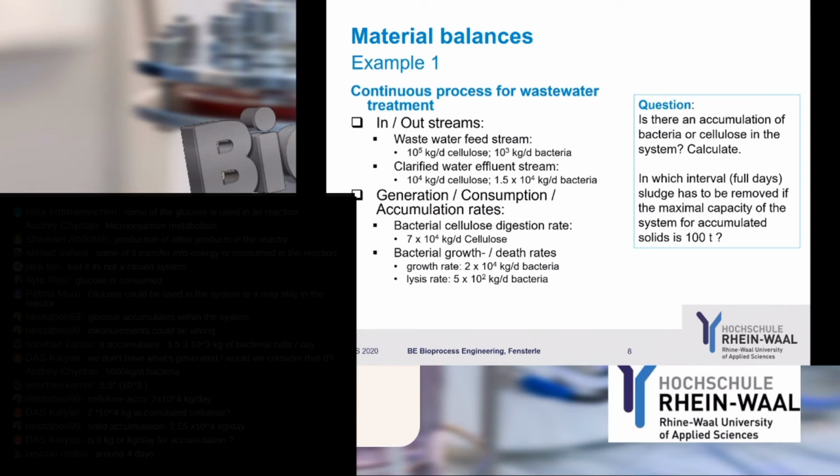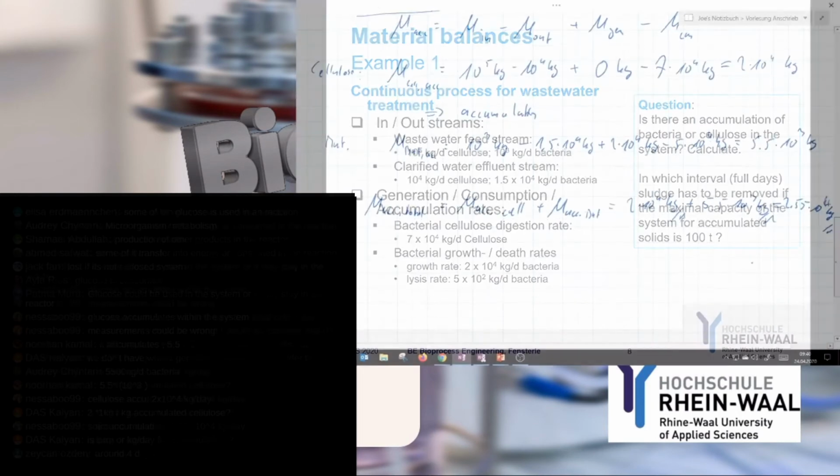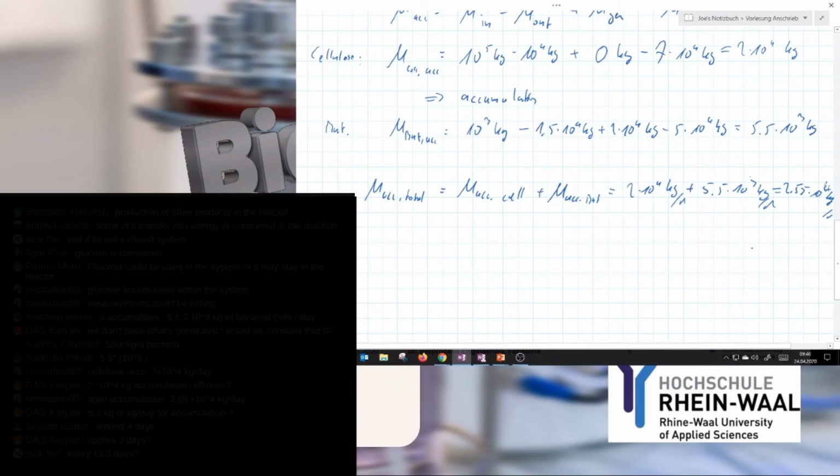So the question is, is that correct? So let's calculate that together. Always put it in a formula. The cleaning interval is T cleaning, that's the capacity of the system divided by the accumulation rate.